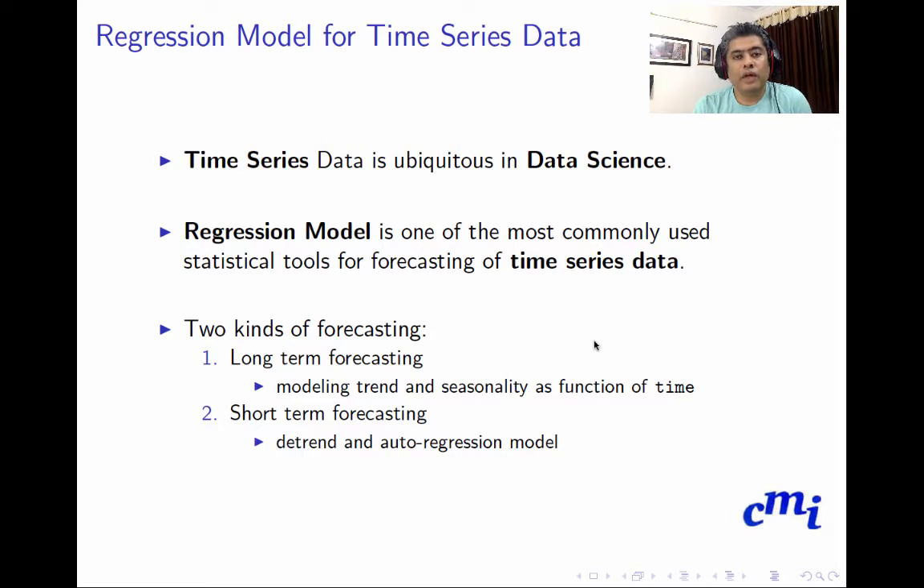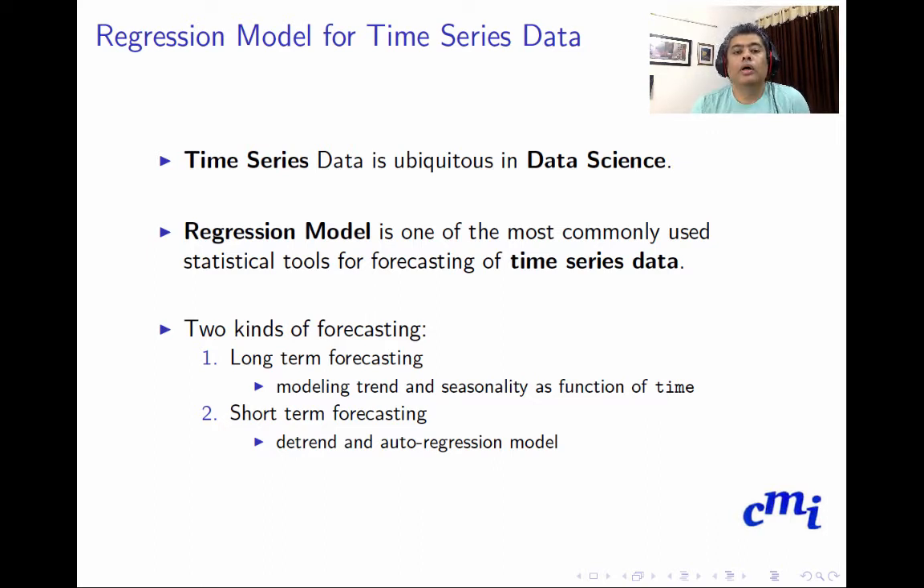There are two kinds of forecasting that you will typically do with time series data. One is known as long-term forecasting, and the other is known as short-term forecasting. In long-term forecasting, we try to model the trend and the seasonality of the data as a function of time. If we can do that, it helps us forecast a long-term horizon.